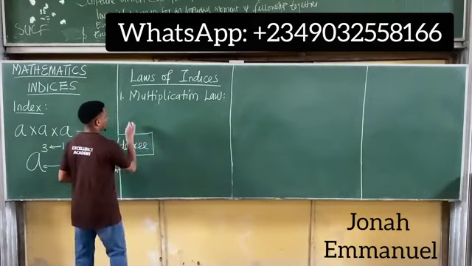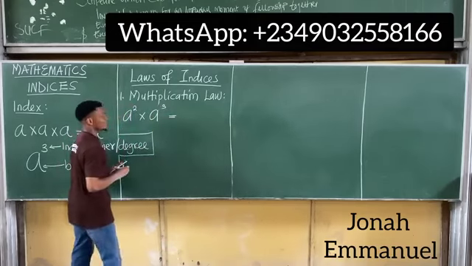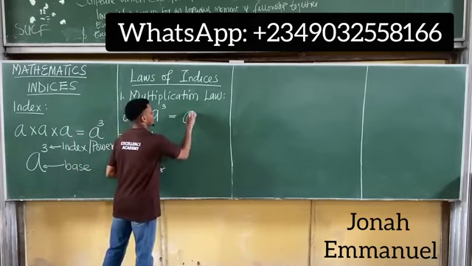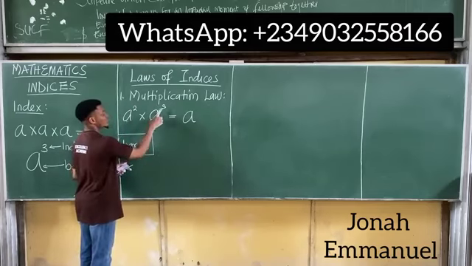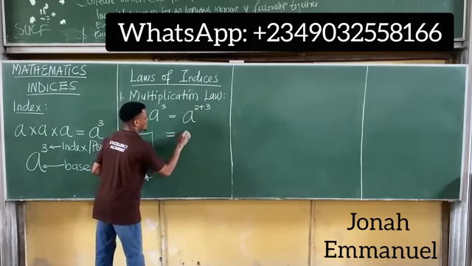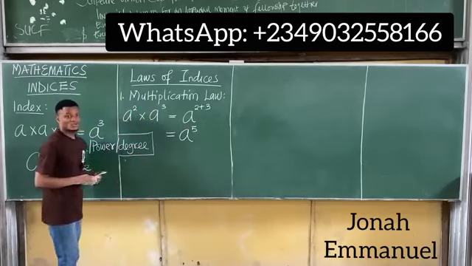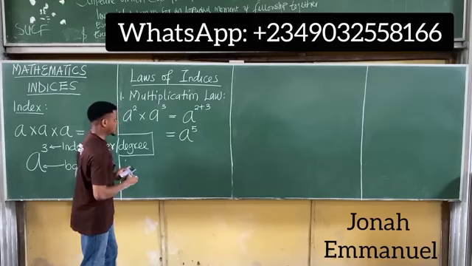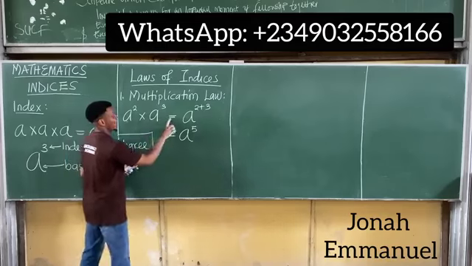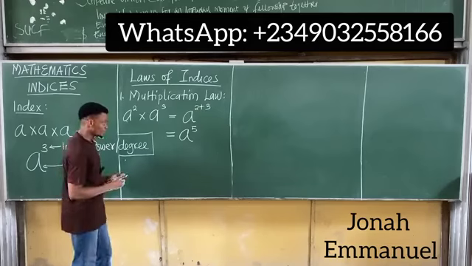For the multiplication law, let's say I have A to the power 2 multiplying A to the power 3. They are multiplying the same base, so it stays that base. My index now becomes the sum of the indices, 2 plus 3, and that will be equal to A to the power 5. So this is what the multiplication law says: if I multiply the same base having different powers, my answer will be that base, just sum the indices. That's the multiplication law.